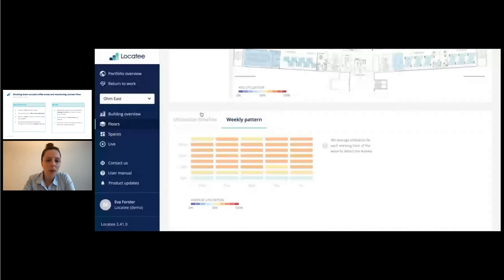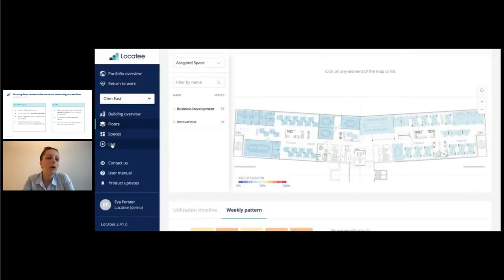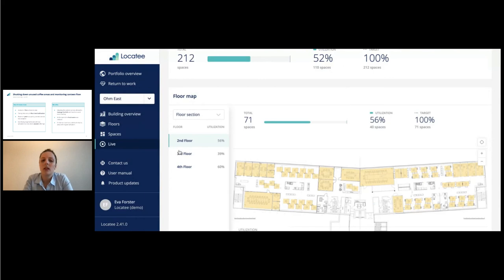We now jump from our building up on the live view. We can see here, let's assume it's 8 in the morning or 9 in the morning, it's maybe a bit more realistic. So around 9 in the morning, we have different live utilizations per floor. Our third floor has currently around 39% of utilization. Yesterday, that floor had at the same time around 60% utilization as we see it on the fourth floor.